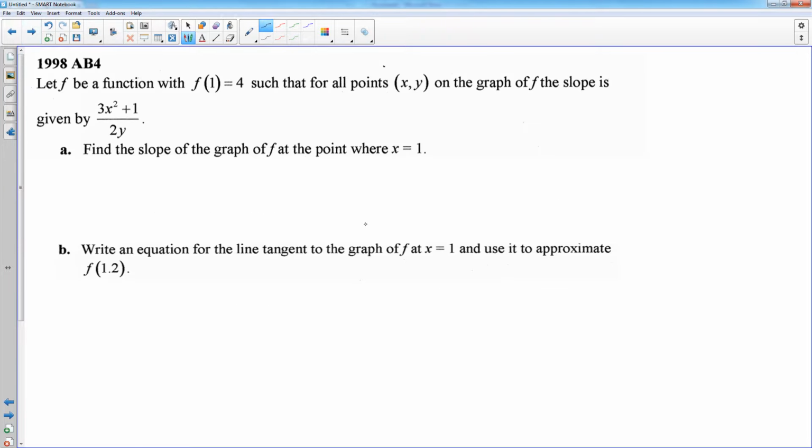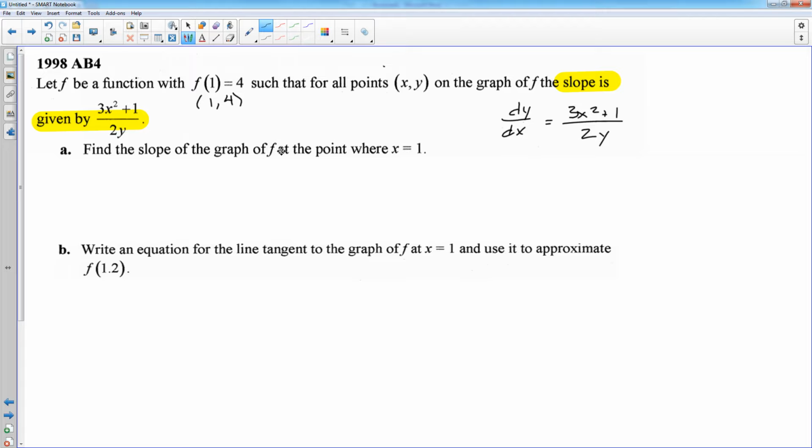Alright, f is a function. f of 1 is 4, so they're giving you the ordered pair (1, 4). And the slope is given by this. Now, what they've done is they've given you a differential equation here. When they say the slope is given by that, they're simply saying dy/dx is 3x squared plus 1 over 2y. So there's your information, and let's look at part A, which is going to be the easiest part.